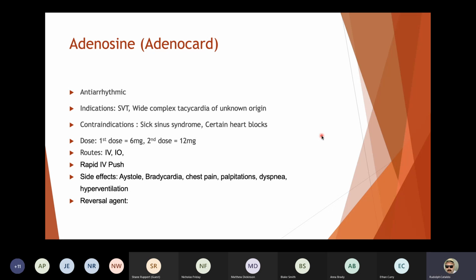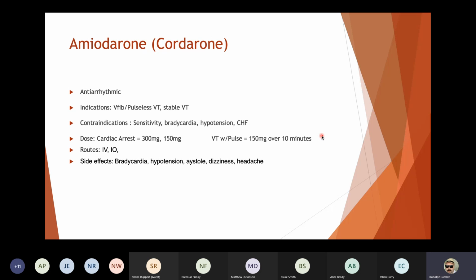Very common, every service carries it. Amiodarone, cordarone, another antiarrhythmic. We generally will see this used in cardiac arrest, so VFib and pulseless VTAC, and also stable VTAC. If we have a patient that's stable in ventricular tachycardia, we can actually put them on an amiodarone drip. So contraindications, obviously, if they have a slow heart rate and they're not in VTAC, we do not want to give this. If they're hypotensive, we don't want to give it because it can further cause hypotension.